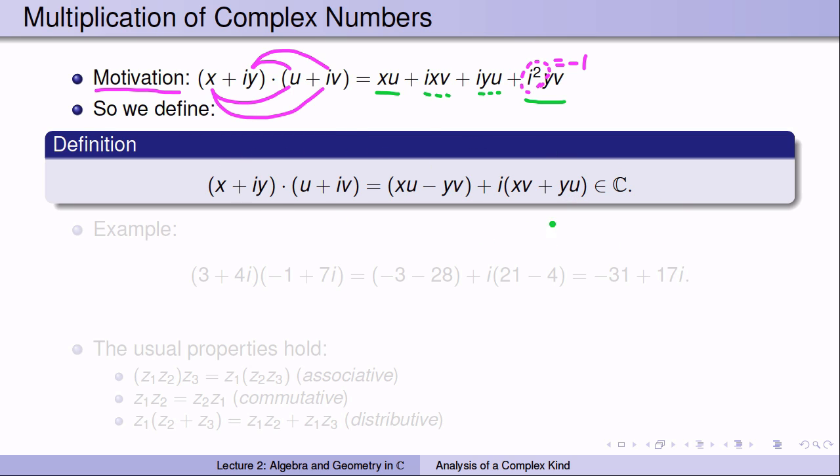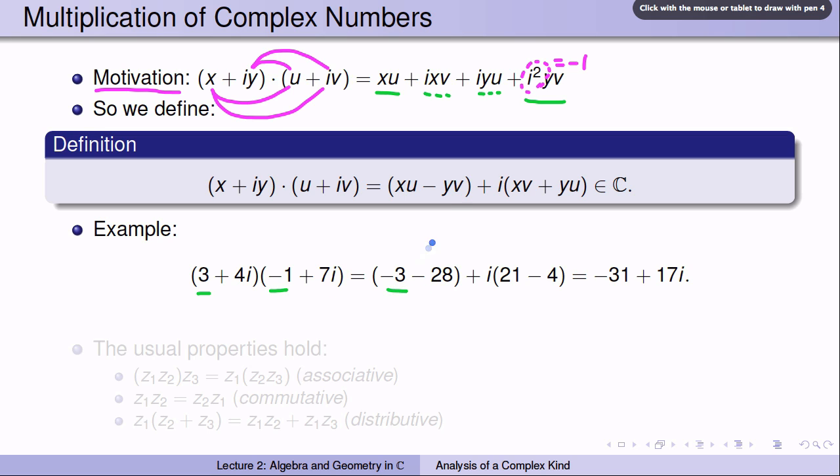So let's look at an example. Suppose we wanted to multiply 3 plus 4i by -1 plus 7i. So what I have to do according to this formula is take the x and multiply it with the u. That gives me a -3. Then I have to take the y, which is the 4, multiply it by v, and put a negative sign in front of the product. So 4 times 7 is 28, minus 28.